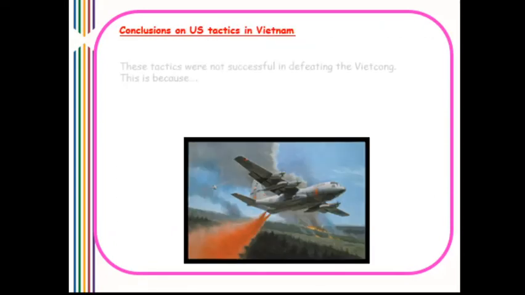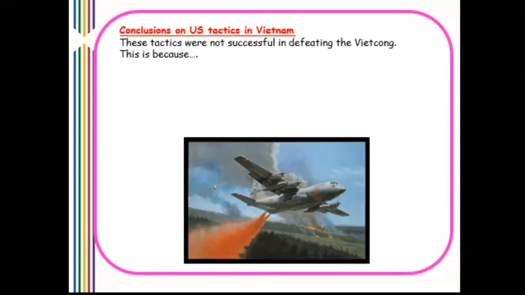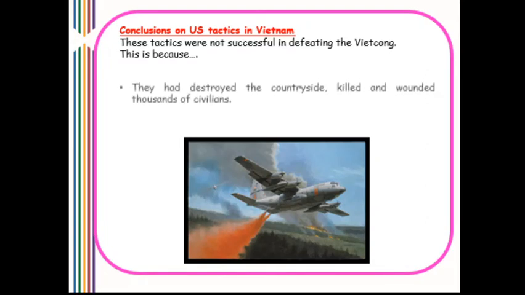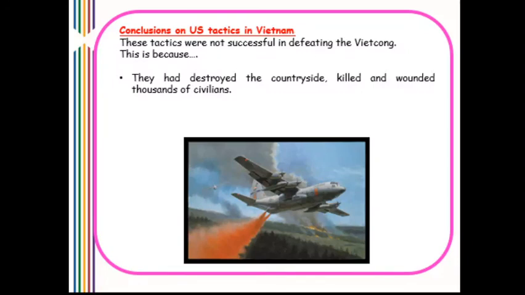The conclusions then on US tactics in Vietnam. These tactics were overall not successful in defeating the Viet Cong. This is because they had destroyed the countryside, killed and wounded thousands of civilians, so it was unlikely that villages and civilians were going to be supporting somebody who had destroyed their countryside and their villages.